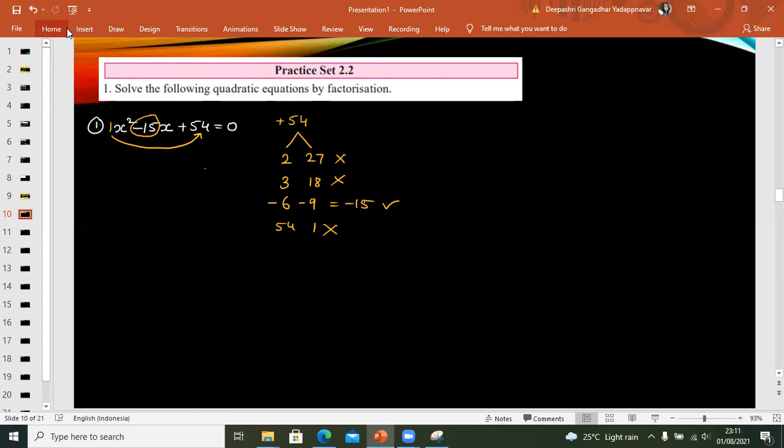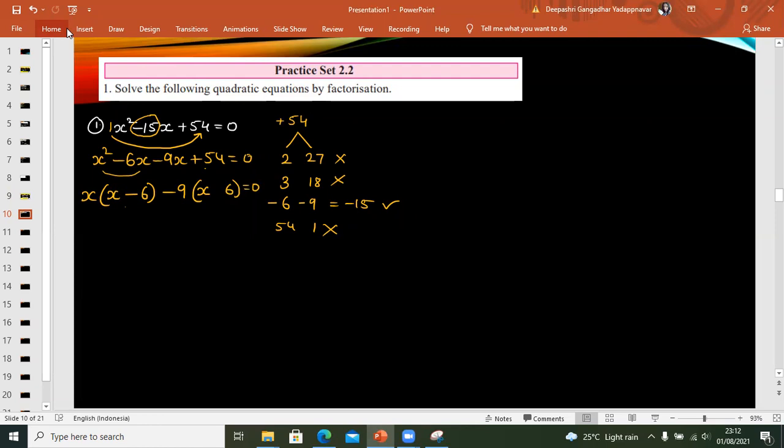Let's use these values. Write this x square as it is. In the middle, in place of negative 15x, we will use negative 6x, negative 9x plus 54 equals 0. Now let's find the common value in these two. There is x common, x comes out, and inside the bracket, x minus 6. Here, what is common? Remember that this bracket and the other bracket will always be the same. So I can take 9 common out: 9 times x, and 9 times 6 gives you 54, equals 0.